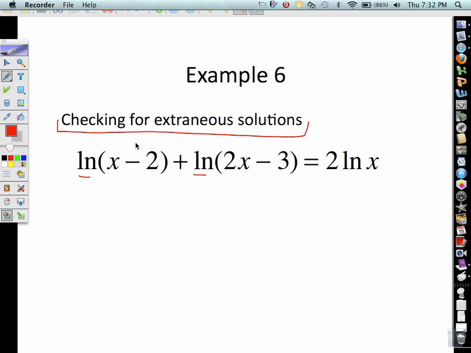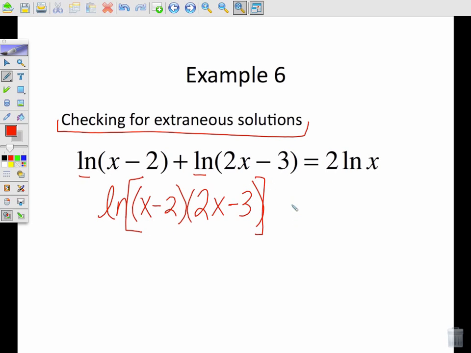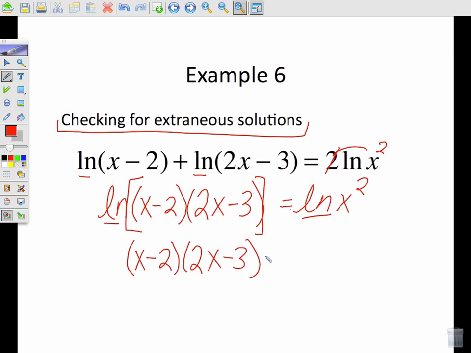All right, so again, because we have more than one natural log here on the left side, we're going to do the condensing rule, where because of the addition, we're going to write this as ln of (x minus 2) times (2x minus 3). So all of that is in the natural log. And then on the right side here, this is a power of 2, so it's natural log of x squared. All right, you've got natural log on the left, natural log on the right, and we're going to now take this and do x minus 2 times 2x minus 3, set it equal to x squared.